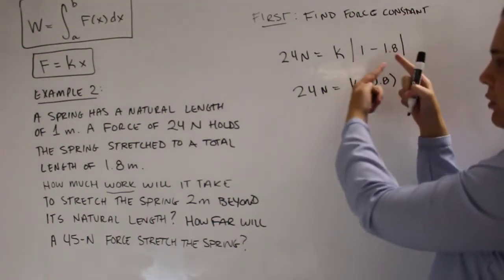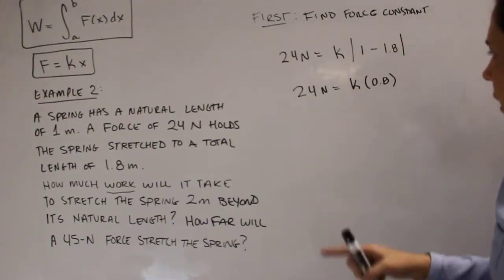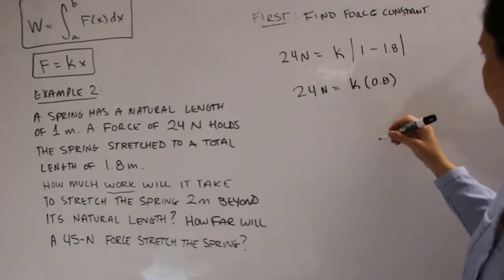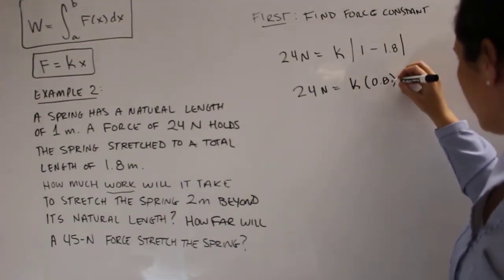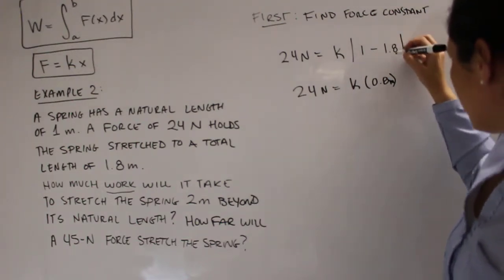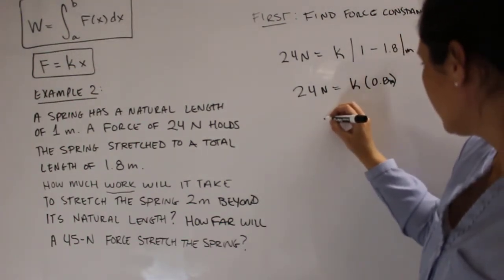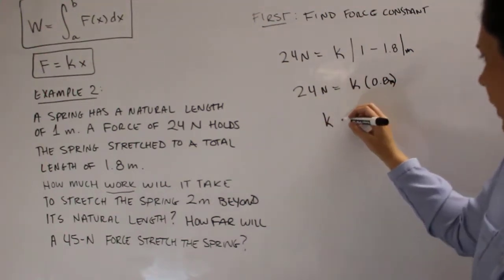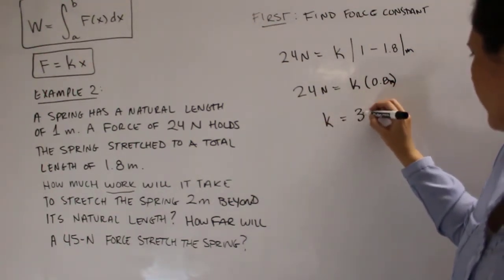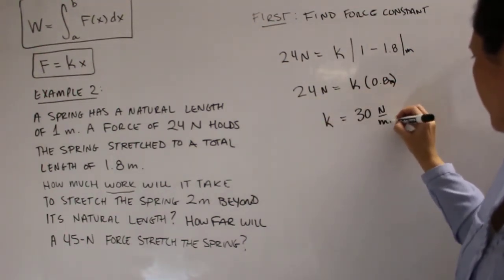That way it doesn't matter which way you do this subtraction, you keep this positive. Let's go ahead and divide this out. And this is meters, by the way, over here. And so we get K, if you just divide 24 by 0.8, is 30. So 30 newtons divided by meters.